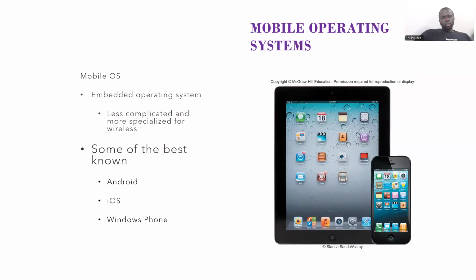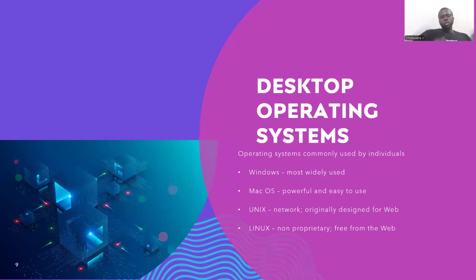Okay, then going forward, we also have the mobile operating system, which is an embedded operating system that is less complicated and more specialized for wireless purposes. For example, you see Android, iOS, Windows phones. These are different kinds of mobile operating systems. They are also embedded operating systems because of what comes with the device.